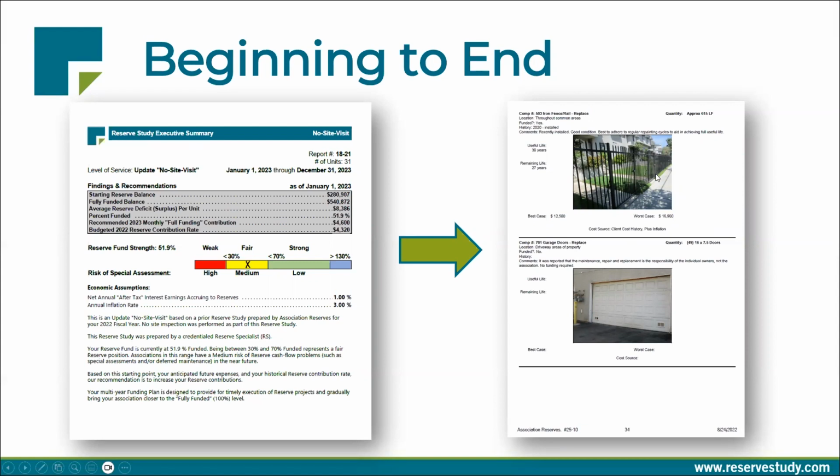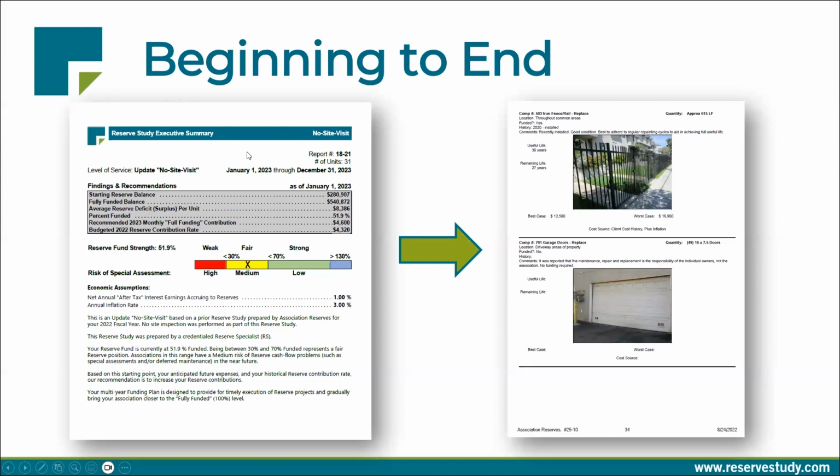So the back of the report is extra information, detailed information on what we saw when we were looking at your ironwork, what we saw when we were looking at your garage doors. And here I can even see that at this association, the maintenance, repair, and replacement is the responsibility of the individual owners. So no funding is required. So this is where you get that kind of detail. So when you're thinking, where the heck are our garage doors in our reserve component list? You can see back here and say, oh, at our association, it's private property.